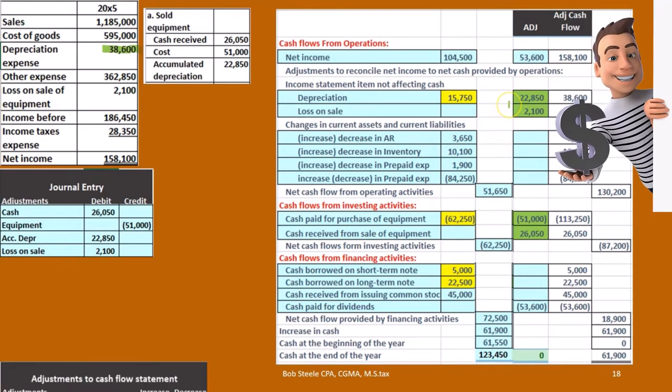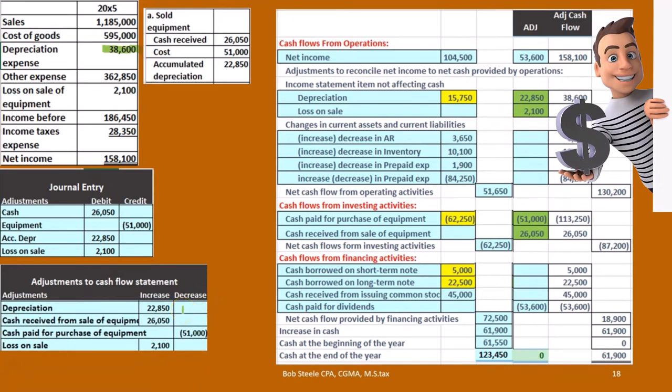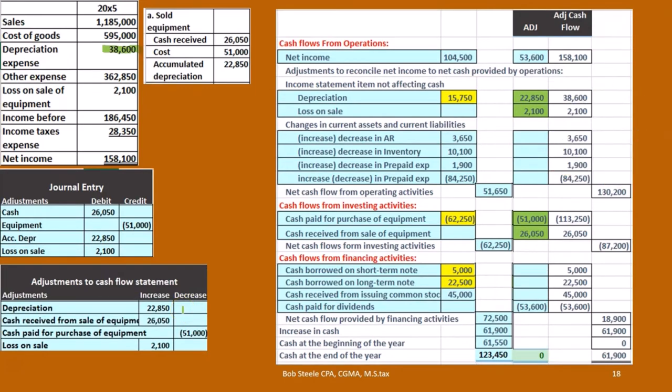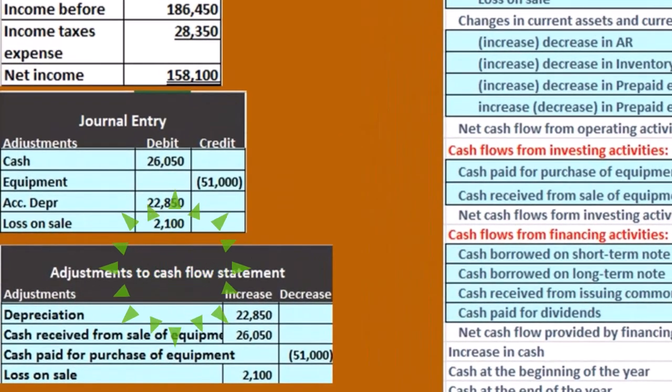So we know that we have to fix the depreciation account here. So we know that the depreciation is going to be going up by the $22,850 in order to equal the $38,600, which equals what's on our income statement.